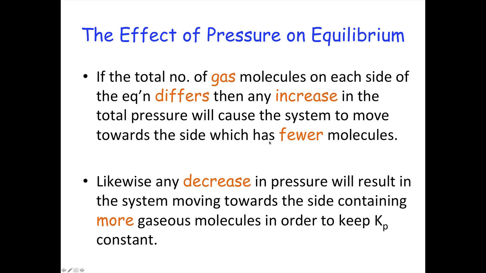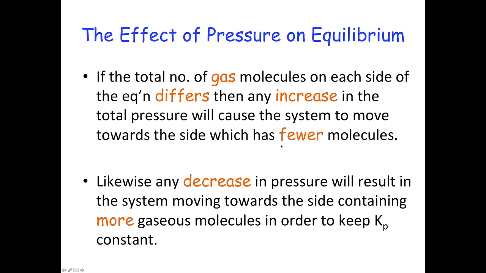Right, so the effect of pressure on equilibrium. And it goes like this. If the total number of gas molecules on each side of the equation differs, then any increase in the total pressure will cause the system to move towards the side which has fewer molecules. Likewise, any decrease in pressure will result in the system moving towards the side containing more gaseous molecules in order to keep Kp constant.